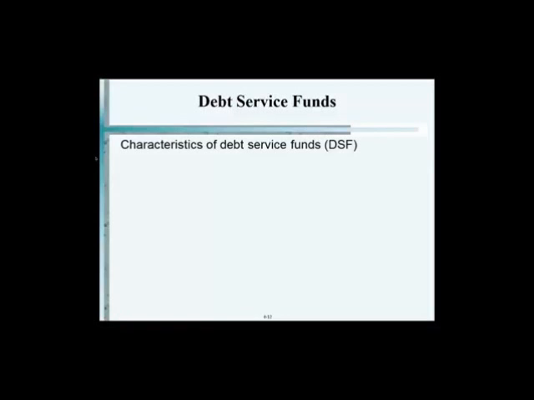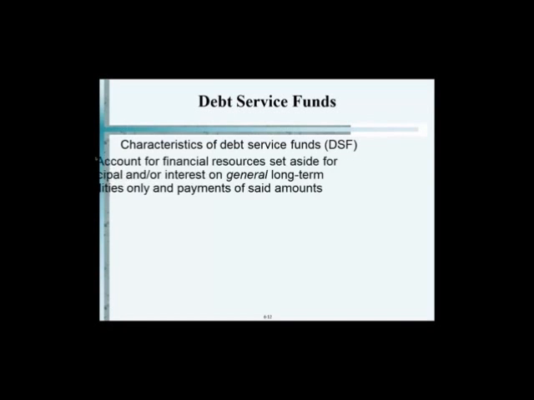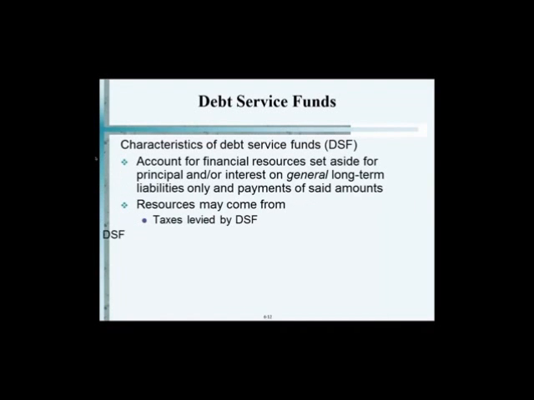When the bonds are paid, what do you do with the debt service fund? Closed. Do you carry the debt in the debt service fund? No. Debt is never carried in the debt service fund. Only resources used to pay principal and interest. So the resources, that's where they come from: taxes, special assessments.